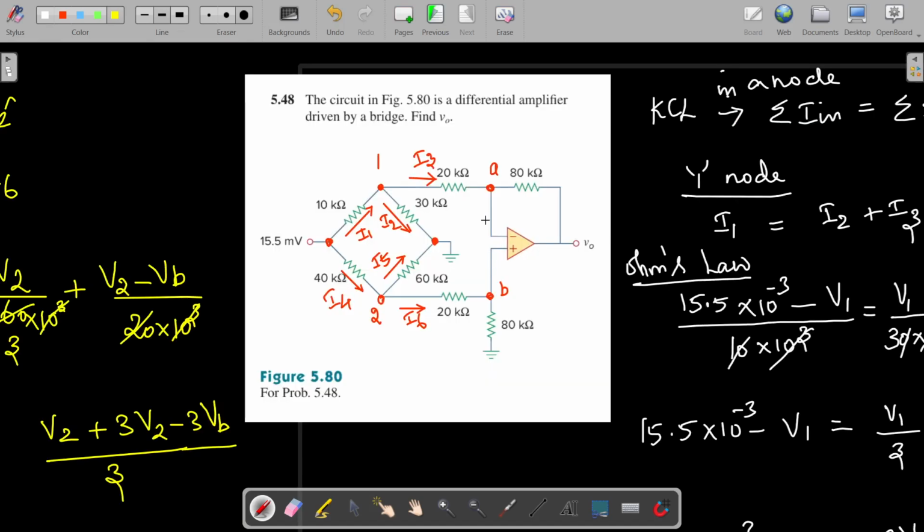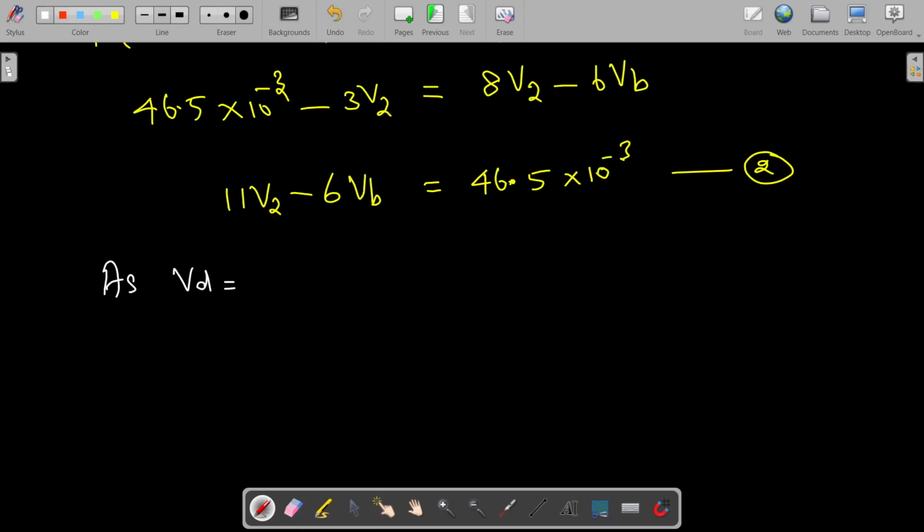For the ideal op-amp, the difference voltage Vd is equal to 0 between these terminals A and B. As Vd is equal to 0 for an ideal op-amp, that implies Va is equal to Vb. Both should be equal, then only you will get the difference as 0.